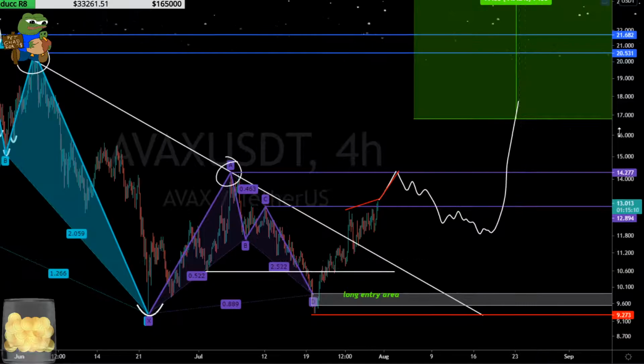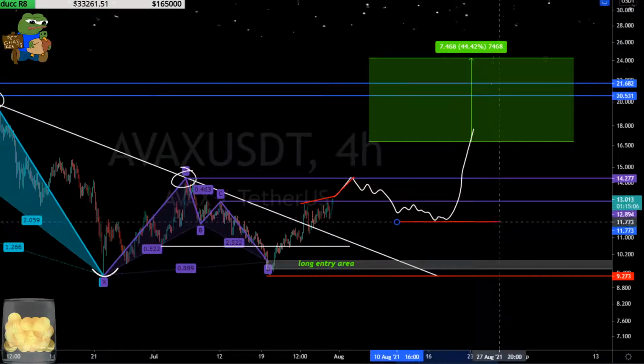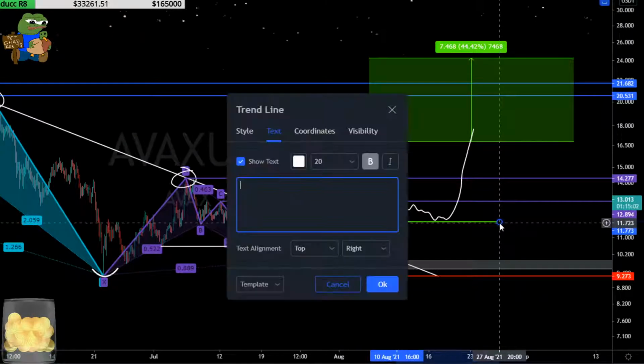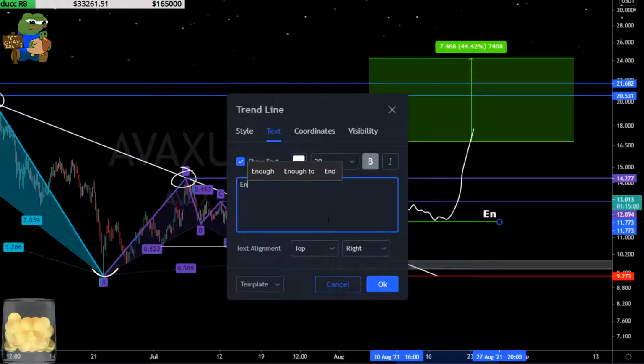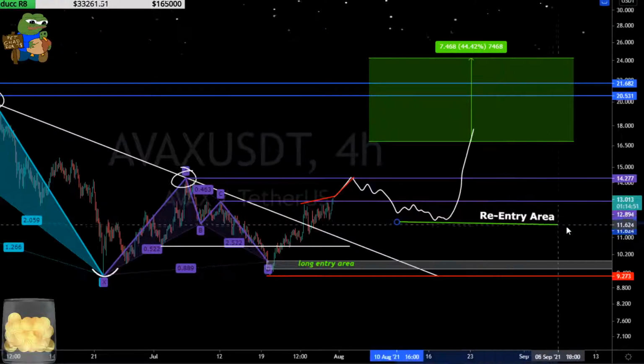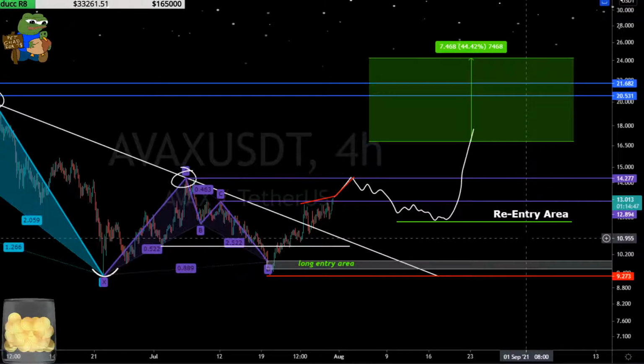AVAX. There's what we have. Again, if we get this partial decline here, we would be just looking for that as an entry. Okay. So, like a re-entry area. Okay, re-entry area if you get the decline.